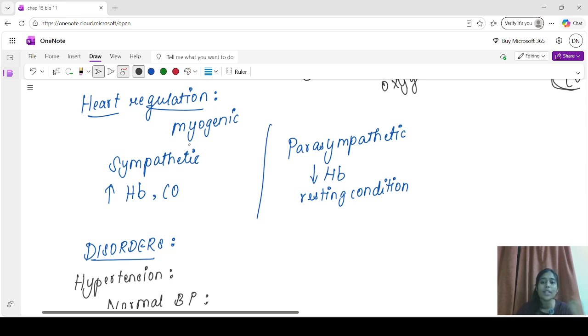The human heart is actually myogenic. What is myogenic? The heartbeat originates from cardiac muscle itself. The heart does not need external nerve stimulation for beating.